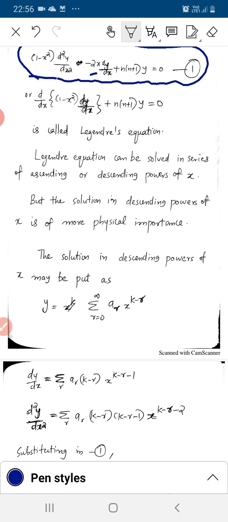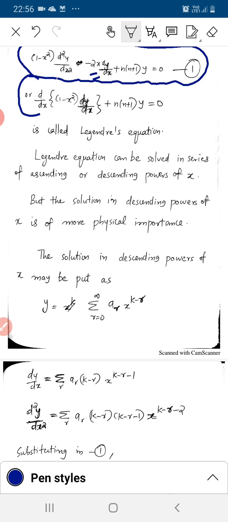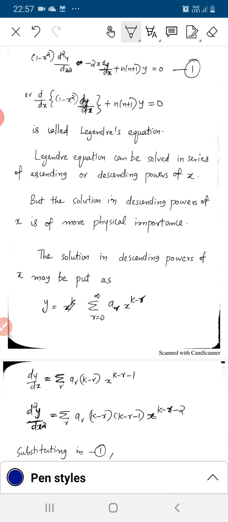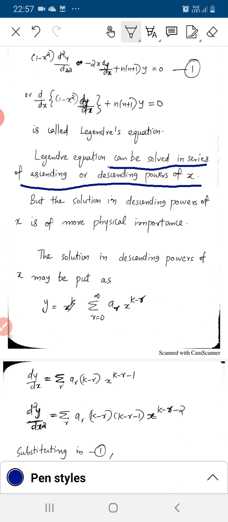Since we have minus 2x here, we can write this in this way also: d by dx of (1 minus x square) dy by dx plus n into (n plus 1) y equal to 0. Okay, so this is the Legendre equation. And we are using the Frobenius method for obtaining a solution of the Legendre equation. This Legendre equation can be solved in series of ascending or descending powers of x.